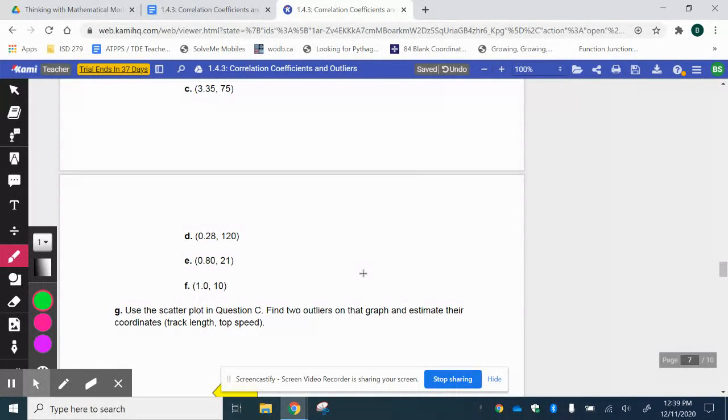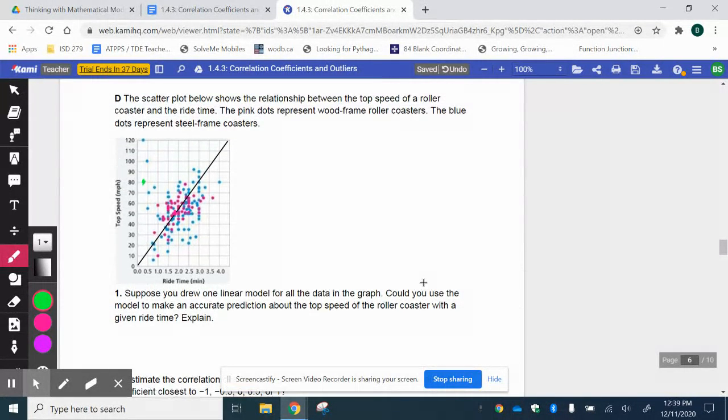And the last question in this section says, use the scatter plot in question C. Find 2 outliers on that graph and estimate their coordinates. So looking for the outliers that weren't found in the last question, estimate their coordinates. The ones that are not close to any of the clusters. Those are outliers.